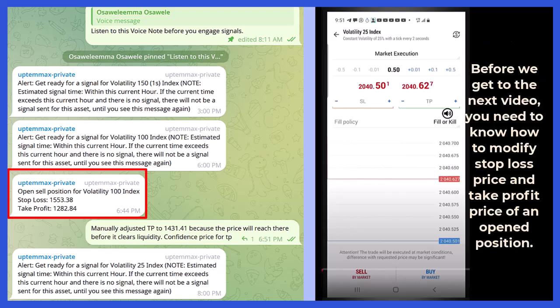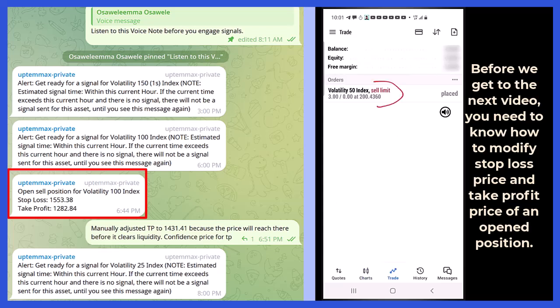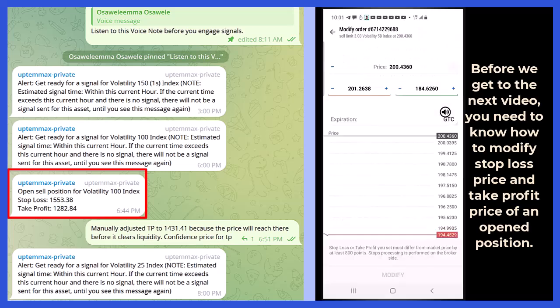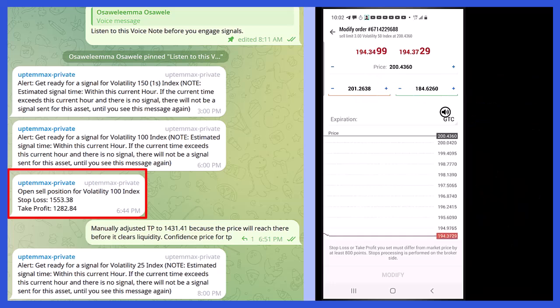To modify your position, go to the trade session, click and hold on the position, click on modify position or modify order, whatever you see there, and then paste your new stop loss SL on the left hand side and paste your new take profit TP at the right hand side, and then click on modify and then confirm whatever you have to confirm to modify the position.